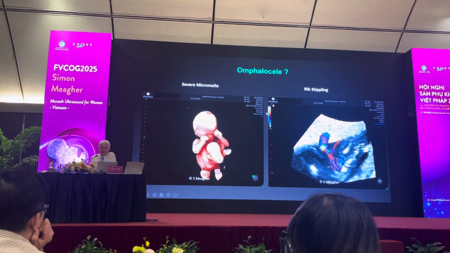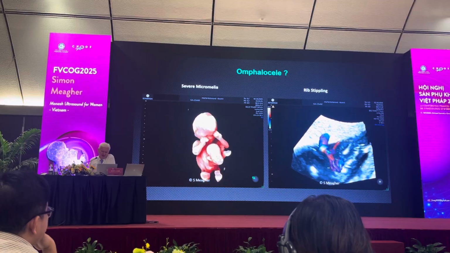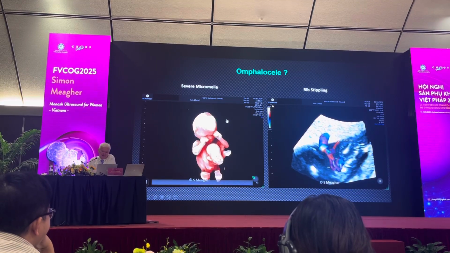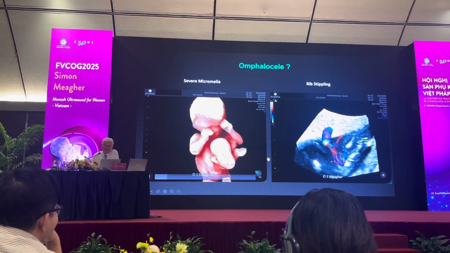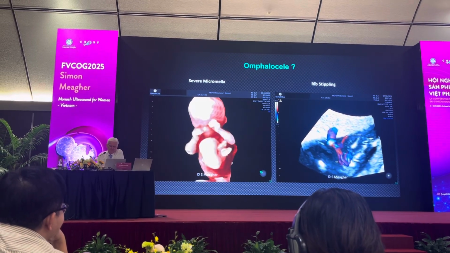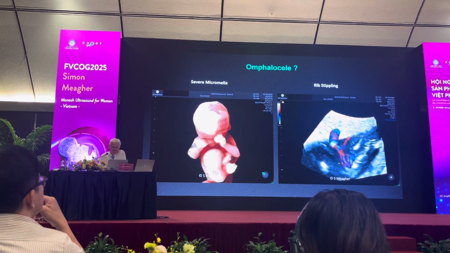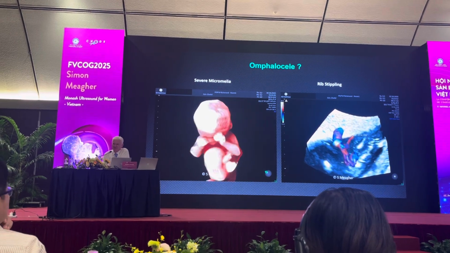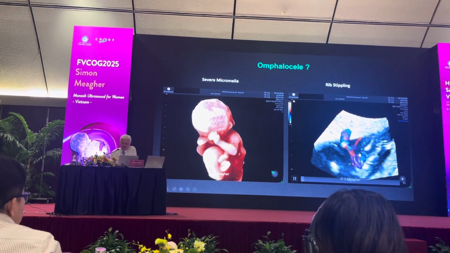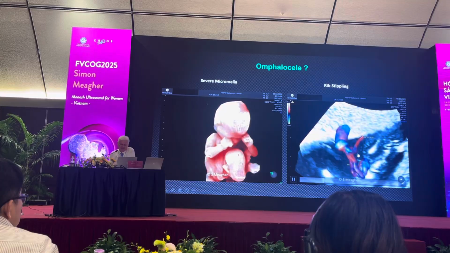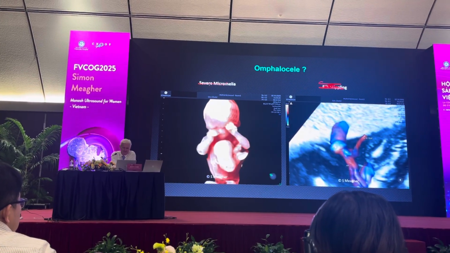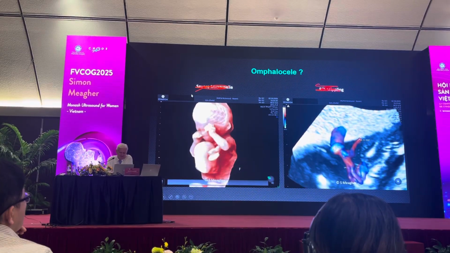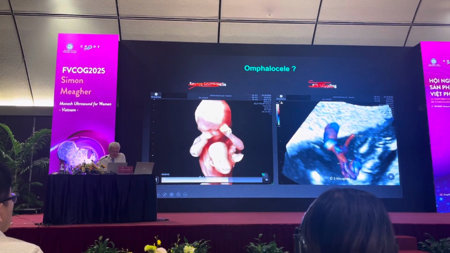Okay, I have a trick question for you. I'm coming to the end of the talk. What type of omphalocele do you think this is? It's a trick question. The doctor gives you a clue. What do you think? Anybody?